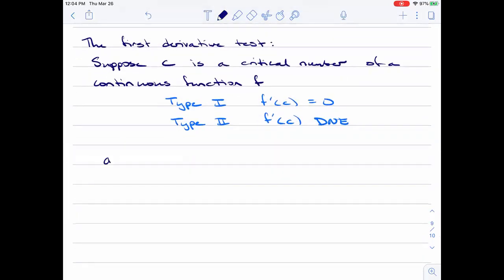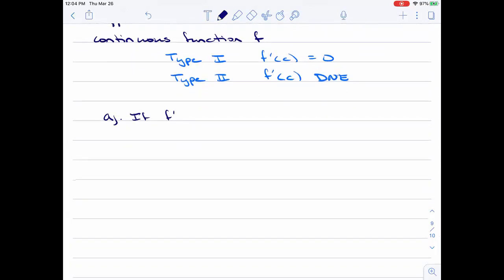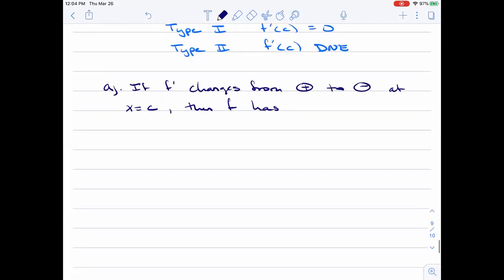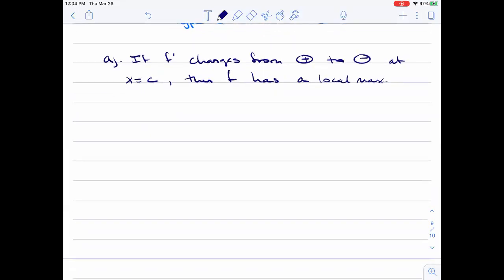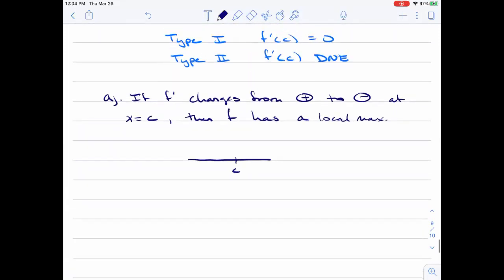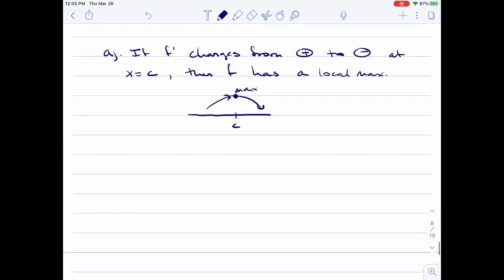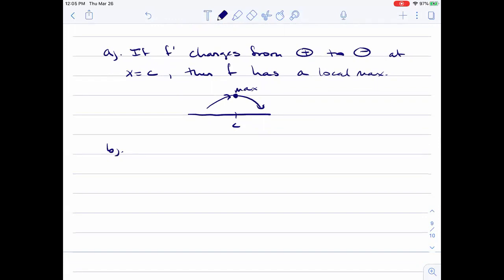So the first part of the first derivative test says that if f prime, the derivative, changes from positive to negative at x equals c, then f has a local maximum. Right? Because if we go to some point c, and at this point the slope is changing from being positive to negative, then we're at a maximum. Pretty straightforward stuff here.